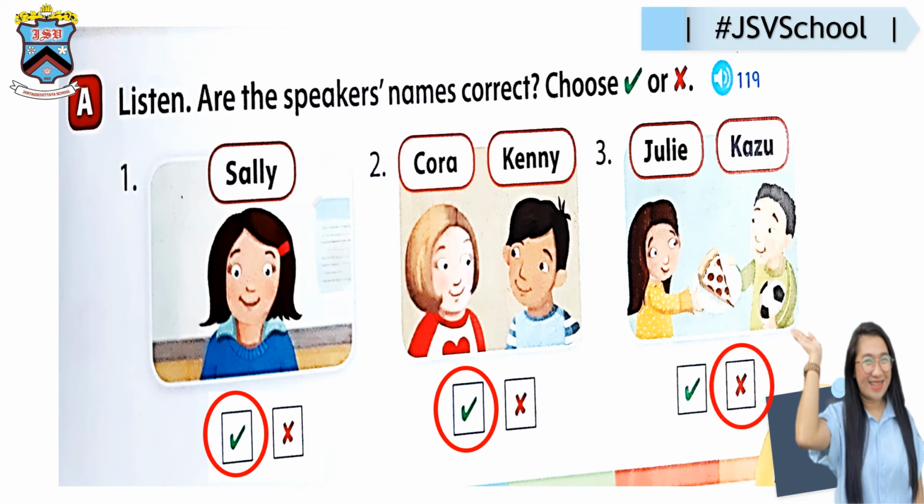Okay, did you get all three answers correct? In number one, the speaker's name is Sally, and it's a check. It's correct. For number two, the speakers' names are Cora and Kenny, and the answer is check. They are the speakers. And for number three, it's incorrect. The speakers' names are Grace and Ryota, right? And the names written here are Julie and Kazu. Write your score on your notebook.